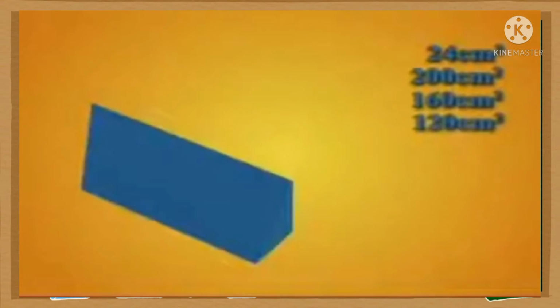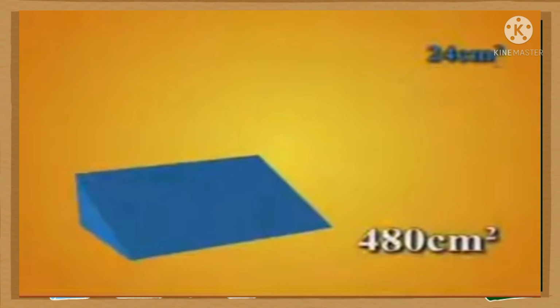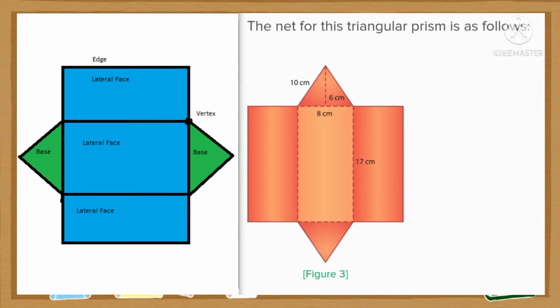Therefore, the total surface area of the wedge would be equal to the sum of the 3 rectangular faces and the 2 triangular faces. This gives us 528 centimeters squared. From this video, we understand that when we're looking at the total surface area of a wedge, we need to find the area of all the 5 faces and add it up to find our total surface area.